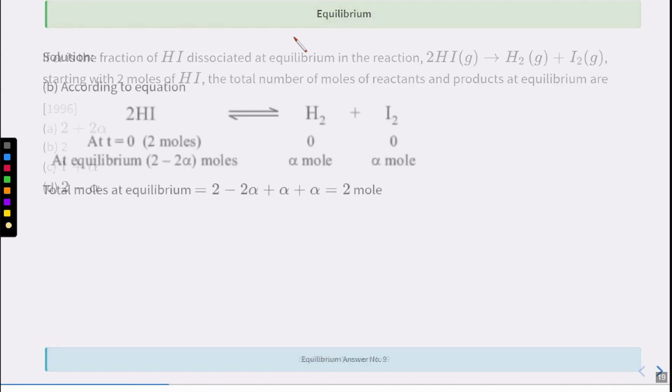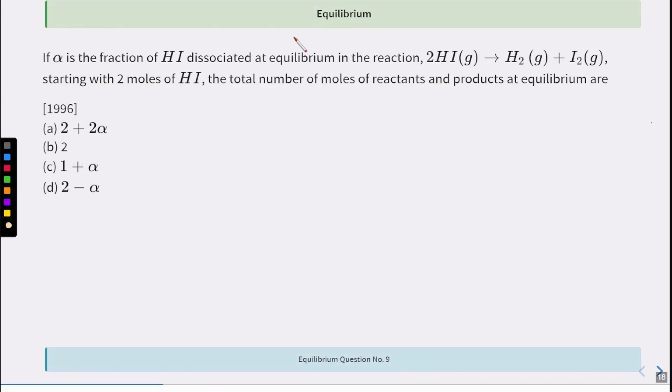Okay. So here's the thing. We have a reaction. We have 2HI that gives rise to H2 plus I2. I hope that is the exact thing. Yeah. So now you can see that we are starting with 2 moles of HI. So we'll say that initially at T equal to 0, we are at 2 moles.